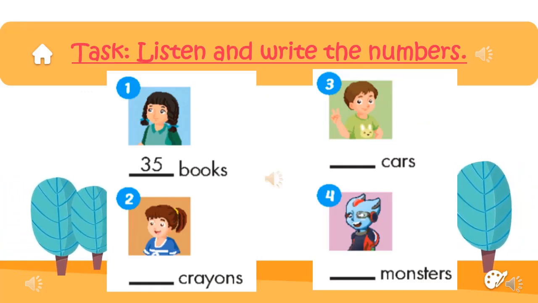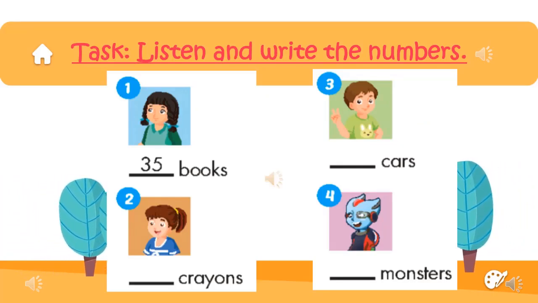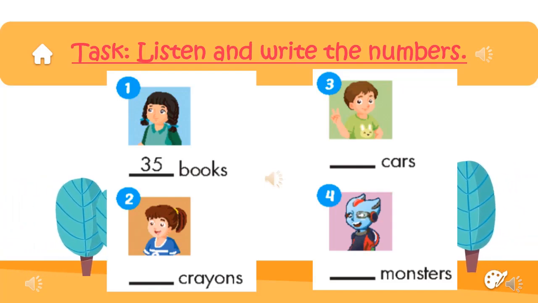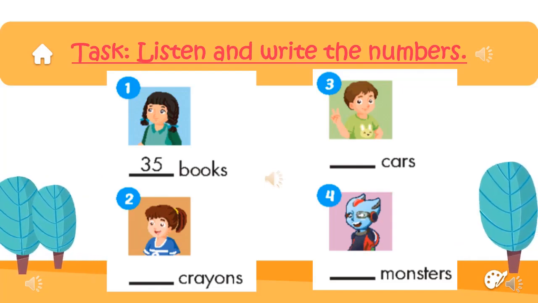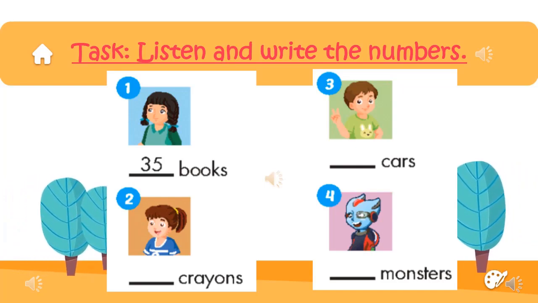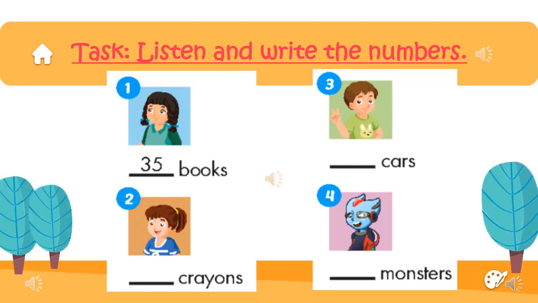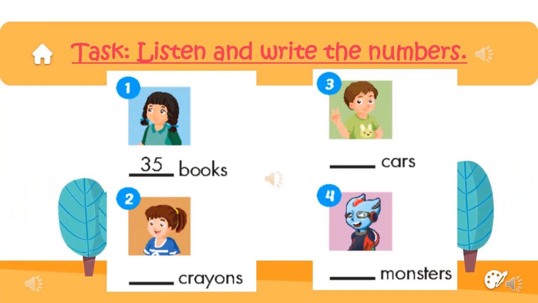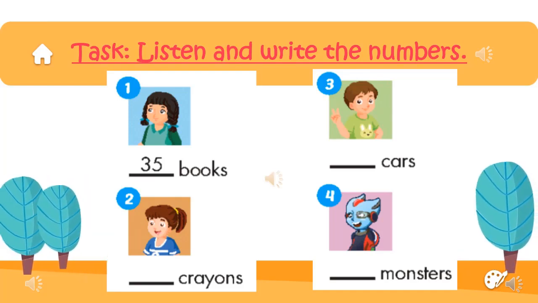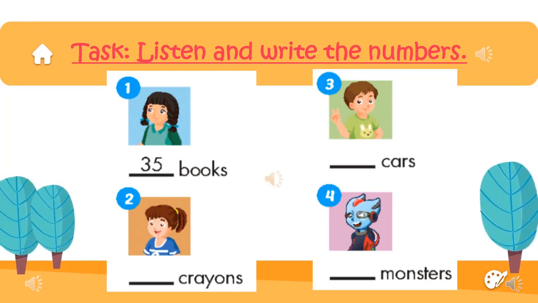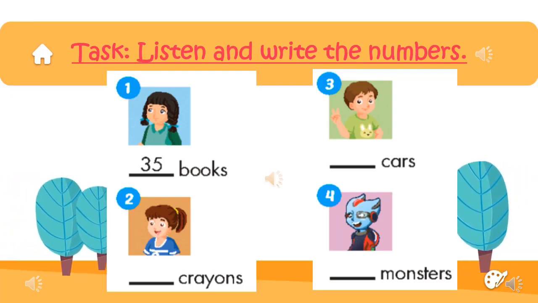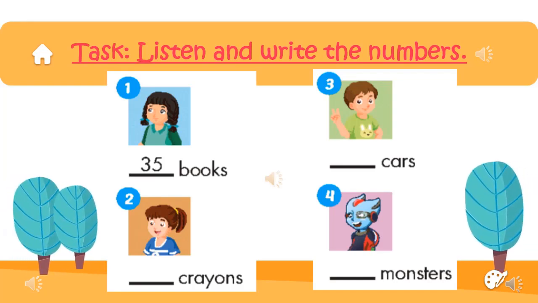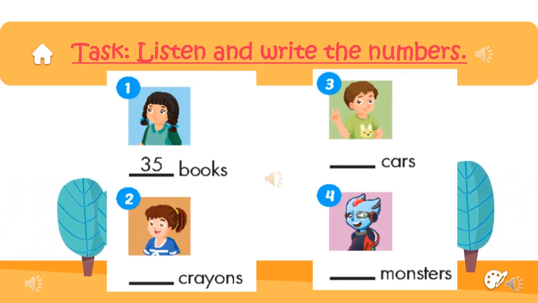In this task, there is one example for you with the first character. You can see the number 35 in the blank. That is the number you have to fill in. You understand? Ở bài tập này các em phải lắng nghe và viết con số vào trong khoảng trống. Người ta đã làm mẫu cho mình ví dụ đầu tiên. Nhiệm vụ của các em là phải hoàn tất những khoảng trống còn lại tương tự như vậy. Now let's listen.